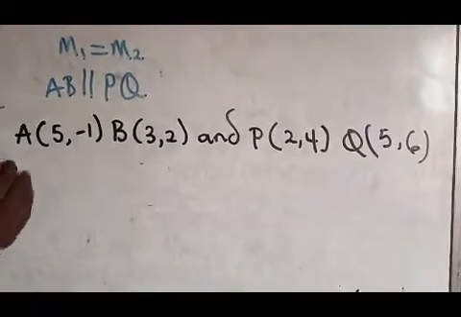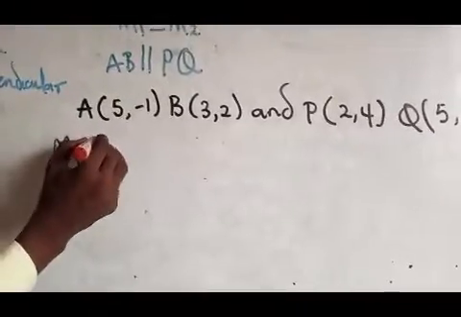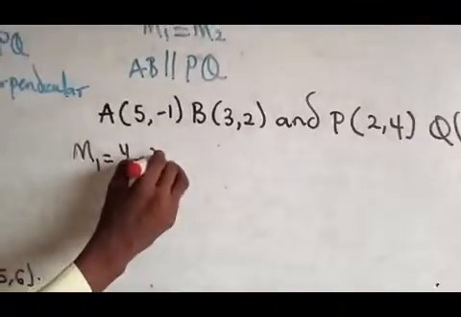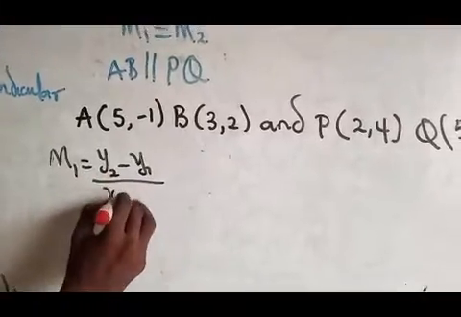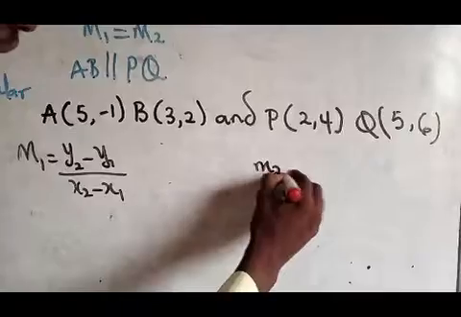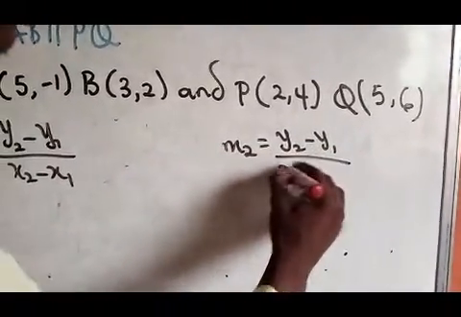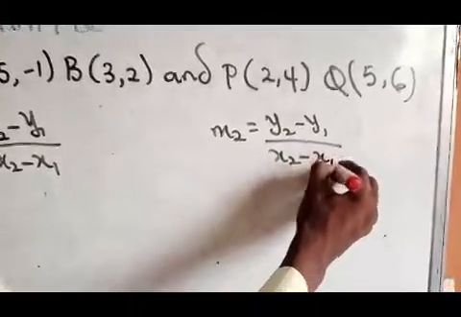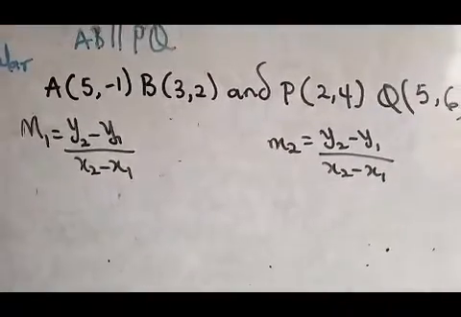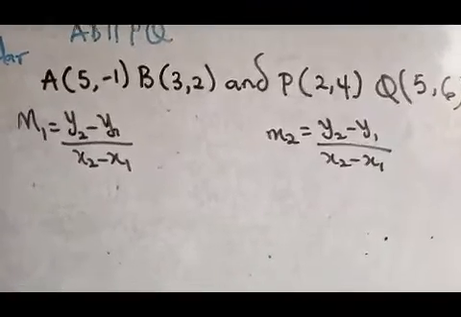Alright, so let's get our m1 as we did in the first example. Our m1, still the formula is y2 minus y1 over x2 minus x1, and our m2, let's do that together. m2 is equals what? y2 minus y1 over x2 minus x1. So what is our m1 going to be? That's what we have to check for first now.